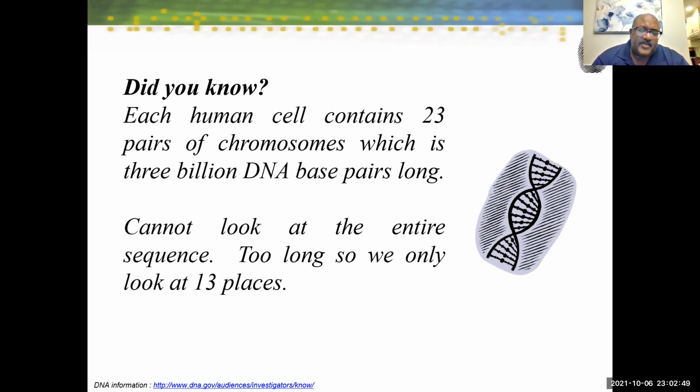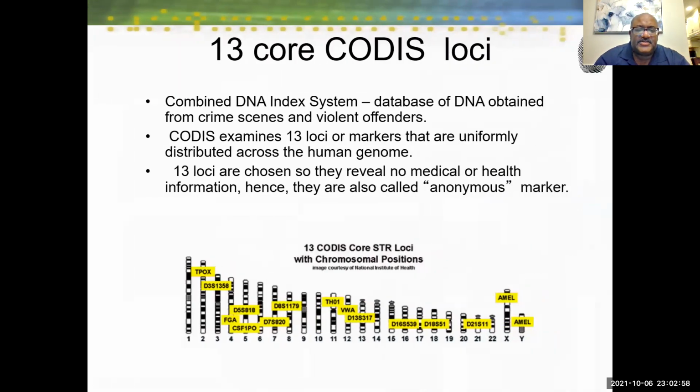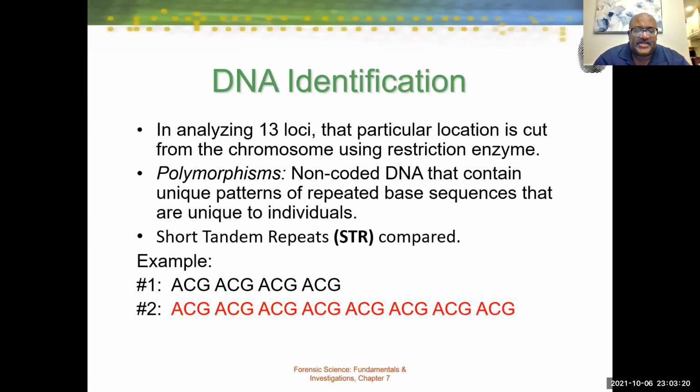So they came up with 13 different places to look at, so you won't have to read the long sequence. I'm not going to require you to know all of this, but just know that the 13 places they looked at have markers, 13 markers that shorten what you need to look at to identify the uniqueness of certain strands of DNA.